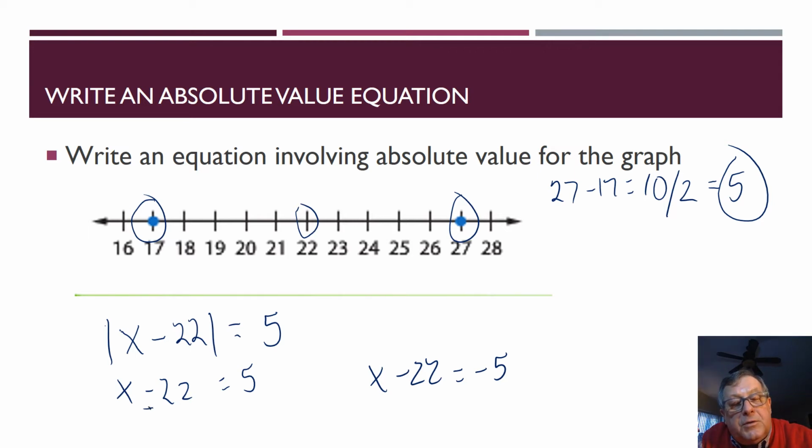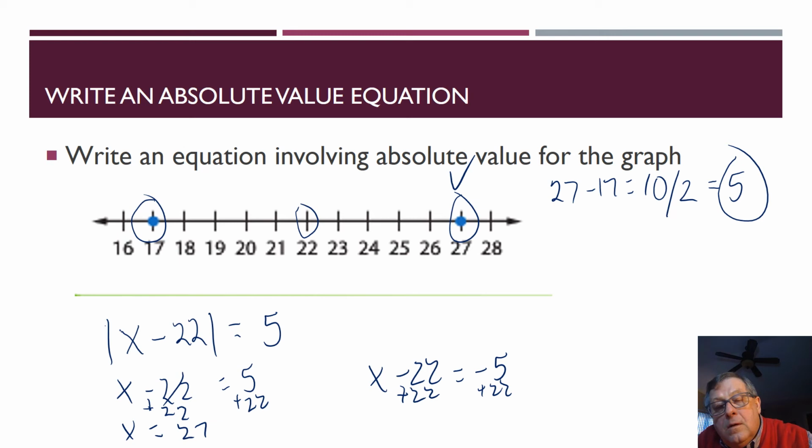And we're going to add 22 to both sides. And over here on the left, when we do, 22's are going to cancel. 5 plus 22 equals 27. Well, that checks. And let's add 22 to both sides in this second case. And x is going to equal, again, the 22's cancel. I got negative 5 plus 22. Well, that's going to be 17. And that checks. And Shazam, we have successfully written an equation involving absolute value for this graph on this number line. Aren't you proud of yourself?